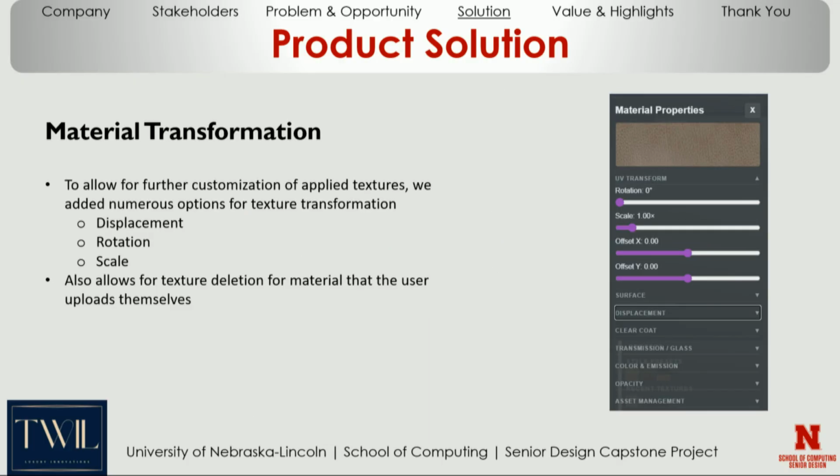Continuing on to our material transformation, we really wanted to make the textures as realistic as possible and allow for plenty of options for users. So we added displacement, rotation, scale, as well as normal maps, roughness, and metalness. This also allows for deletion of textures if it's something that you did not want in there.